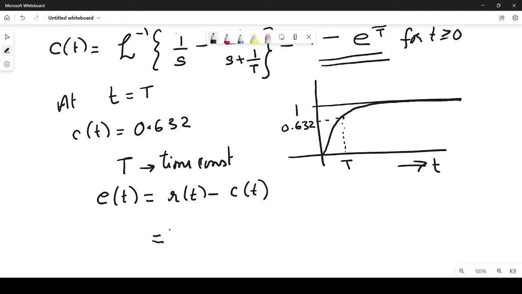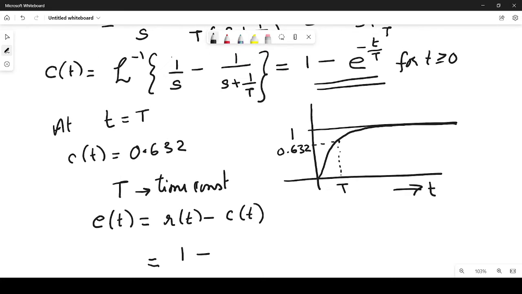So r of t, we know that it is a unit step, so it is 1, minus c of t, which we got as 1 minus e raised to minus t by T, or t by tau, you can say. Here the 1 and 1 get cancelled, and you'll be getting e raised to minus t by T. So this is the error, e of t. The error expression is e raised to minus t by T.